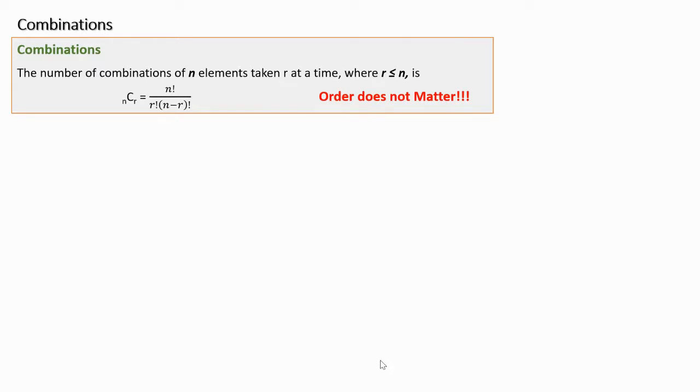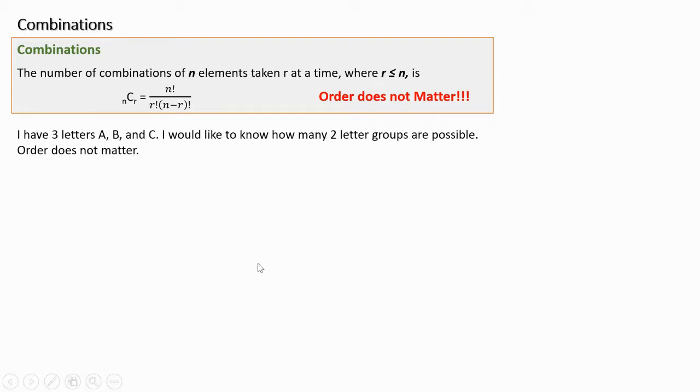The combination here is the order does not matter. For example, AB and BA is the same thing. Going back to the example that I used for permutations, I have 3 letters and I want to use them in groups of 2. Again, the order does not matter. It can be AB, it can be AC, and it can be BC. Those are the only ways it can be, because BA is the same thing. So here, the order does not matter. So AB and BA is the same thing. So the answer is 3.